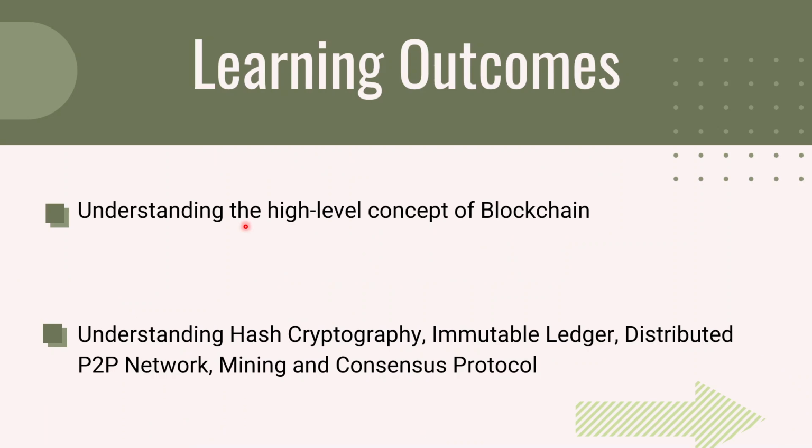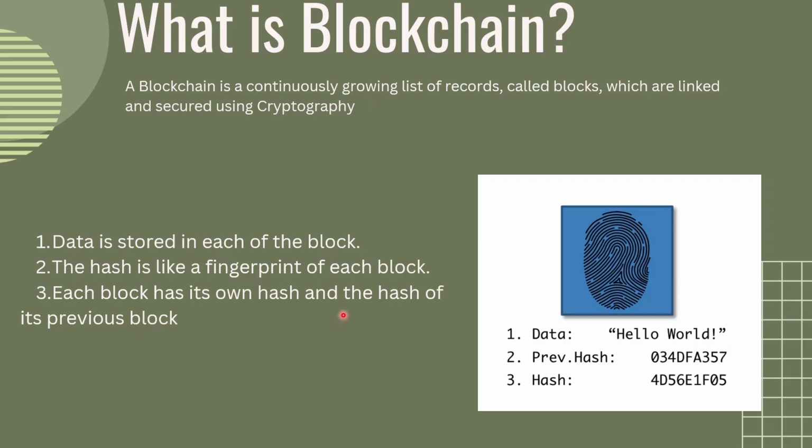So, in this video, we will have an understanding of the high-level concept of blockchain, and we will learn five basic topics of blockchain: hash cryptography, immutable ledger, distributed peer-to-peer network, mining, and consensus protocol. So, without further ado, let's begin.